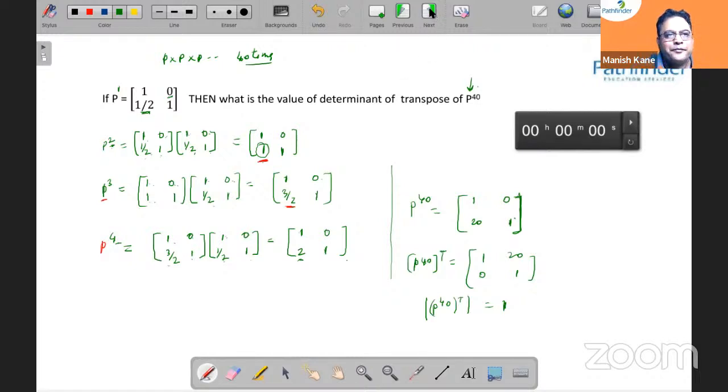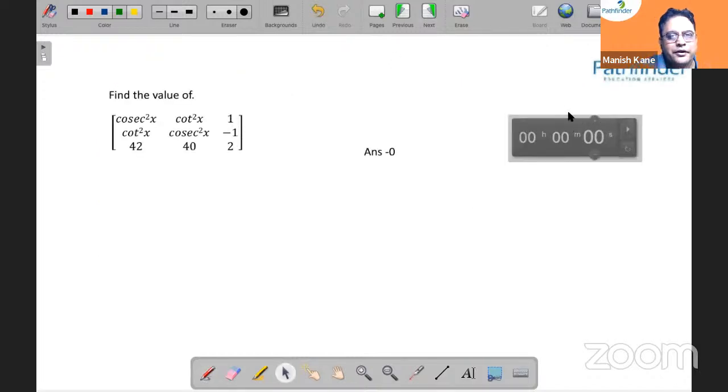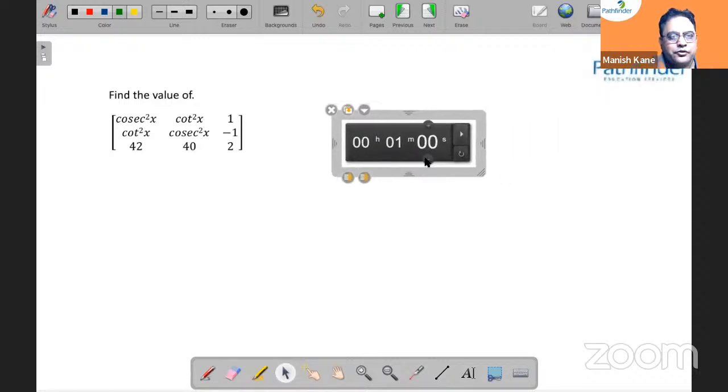All right. Let us solve one more question. Okay. Can you solve this one? If you know row operations, this is peanuts.